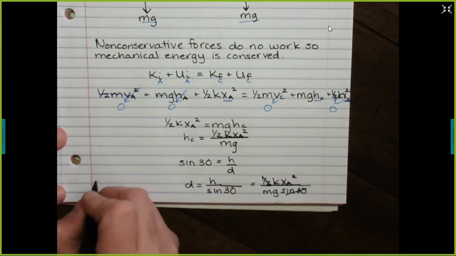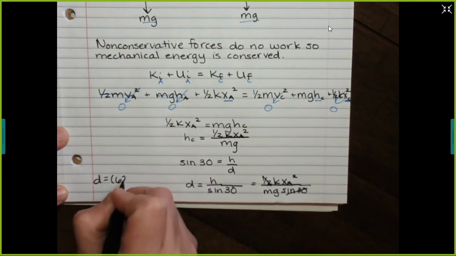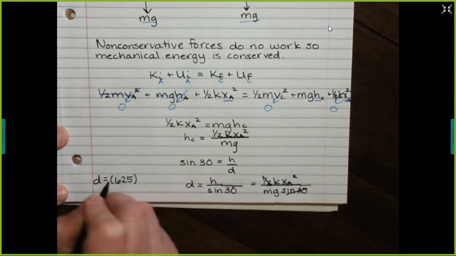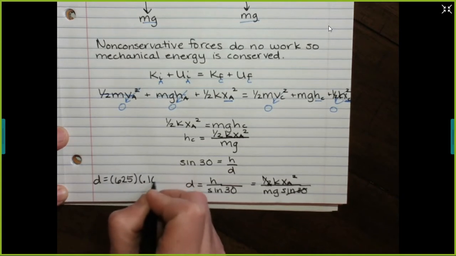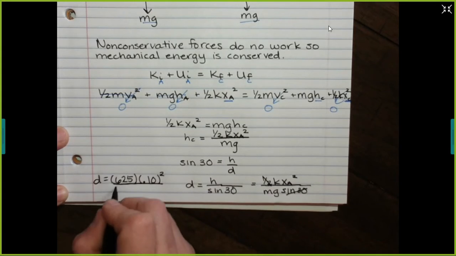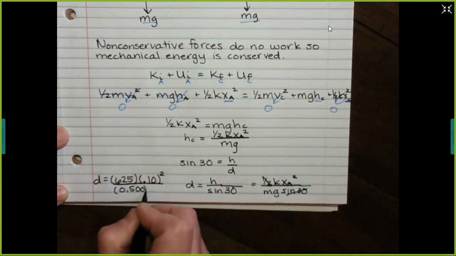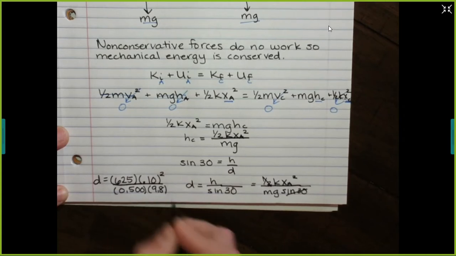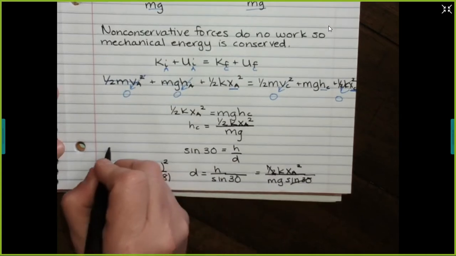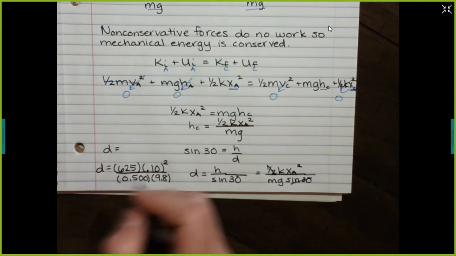And I'm going to just solve that right over here. So the distance is going to be k, which is 625. And then we've got x, which was 0.1. It was compressed 0.1 meters. Kx squared all over the mass, I believe, was 0.5, and 9.8 for gravity. Okay, so that d value is just going to be 1.28 meters.